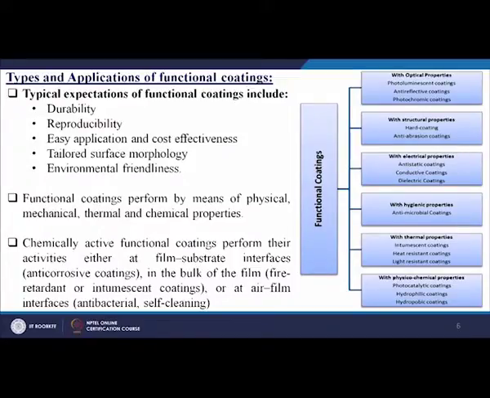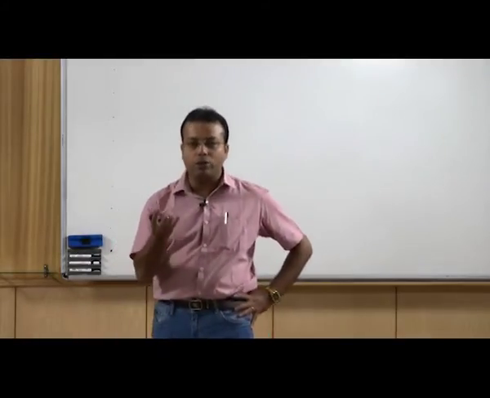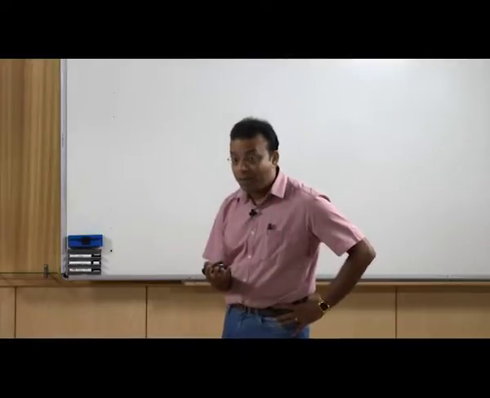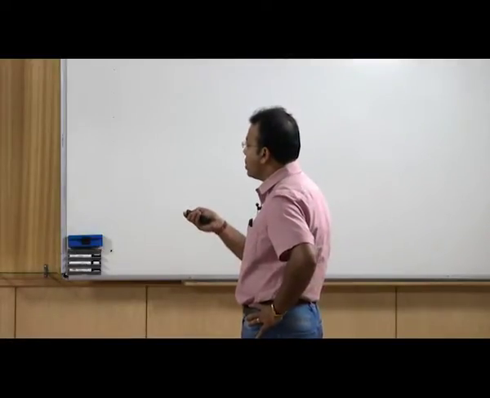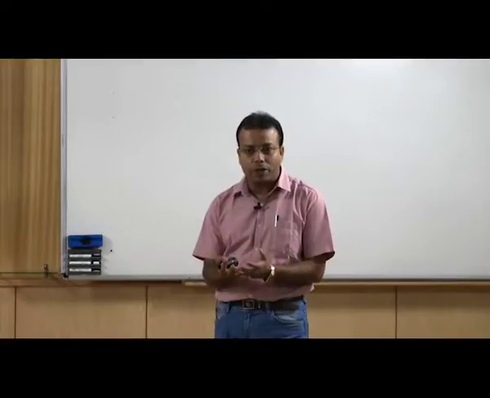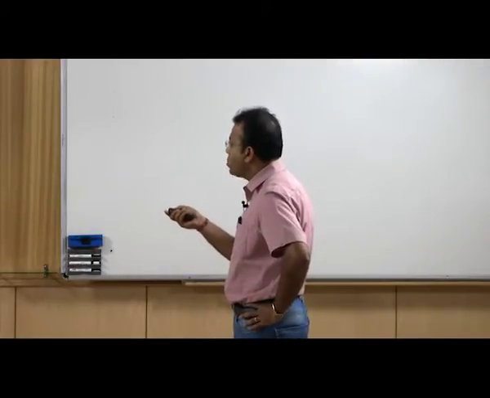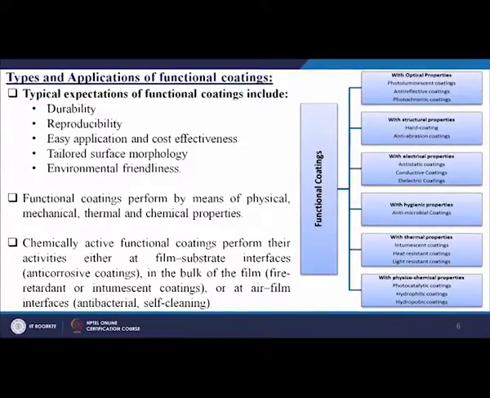So for optical properties, photoluminescent coatings, anti-reflective coatings, photochromic coatings, we generally use for our spectacles, for some biomedical applications, and for glass substrates or glass materials. For structural properties, hard coatings and anti-abrasion coatings are used for cutting tools or any kind of machining operations and machines. When we are talking about electrical properties, anti-static coatings, conductive coatings, dielectric coatings, we generally do for achieving better electrical properties.